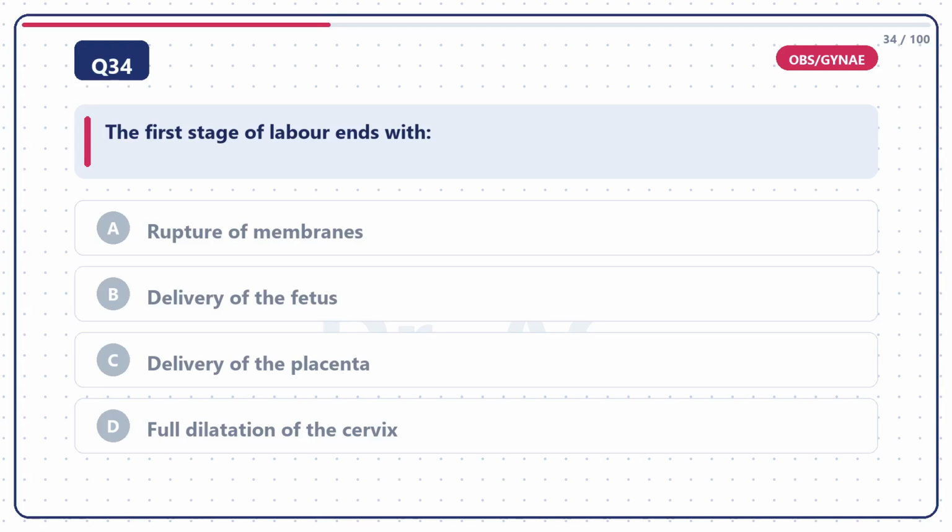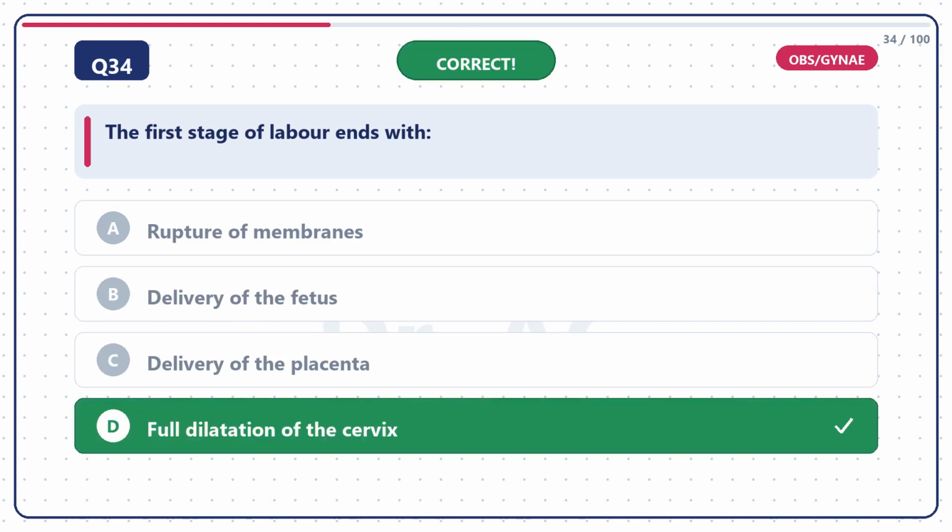Question 34. The first stage of labor ends with Option A. Rupture of membranes. Option B. Delivery of the fetus. Option C. Delivery of the placenta. Option D. Full dilatation of the cervix. The correct answer is option D.